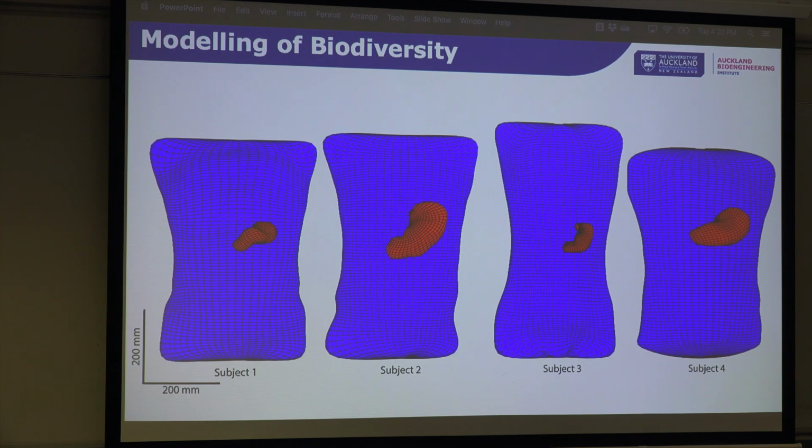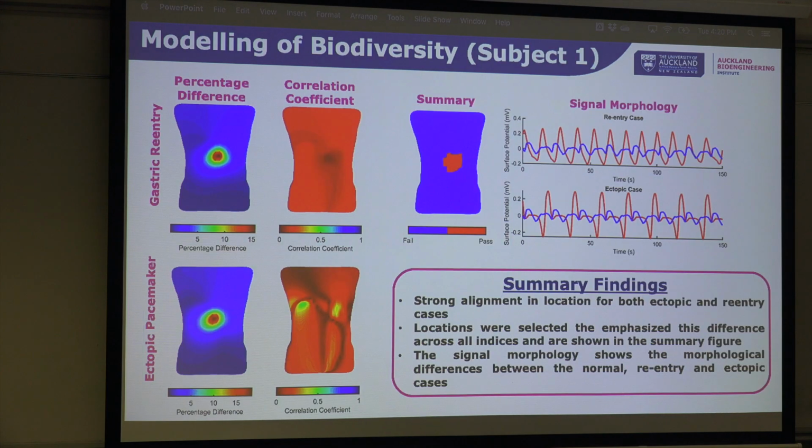So simply placing electrodes on the body's surface may not be able to capture this biodiversity. And the real question is, how does that actually affect the signal morphology? Is it going to be the same between patients, or is it going to be completely different? That's what we set out to do with this biodiversity investigation. I know there's a lot of text here. I will talk you through the images.